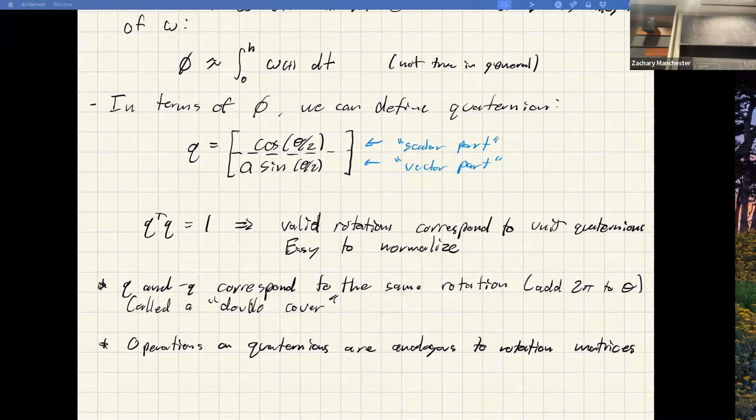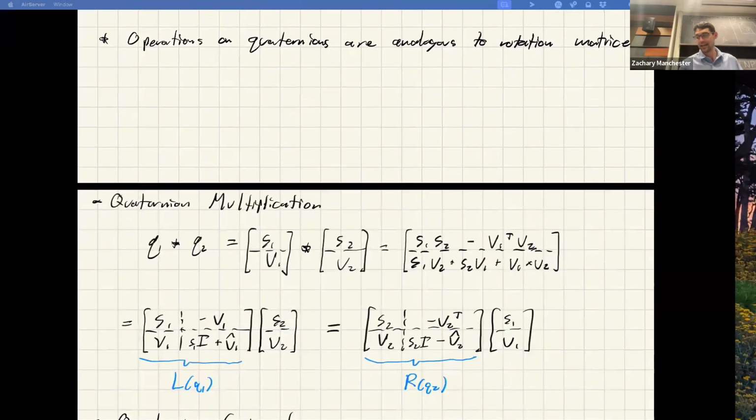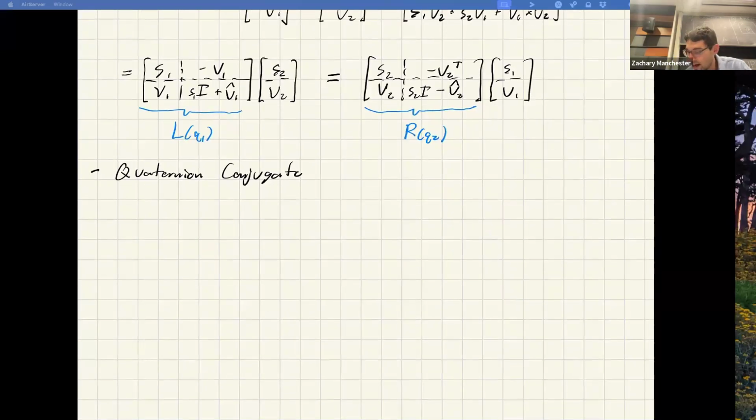Right, cos is even. So cos minus theta is the same as cos theta. So the top part stays the same. What about sine of minus theta? Flip sign on the outside. So literally what I do is I flip the sign on the vector part of the quaternion and leave the scalar part alone. And then notationally, this gets written with a superscript dagger.